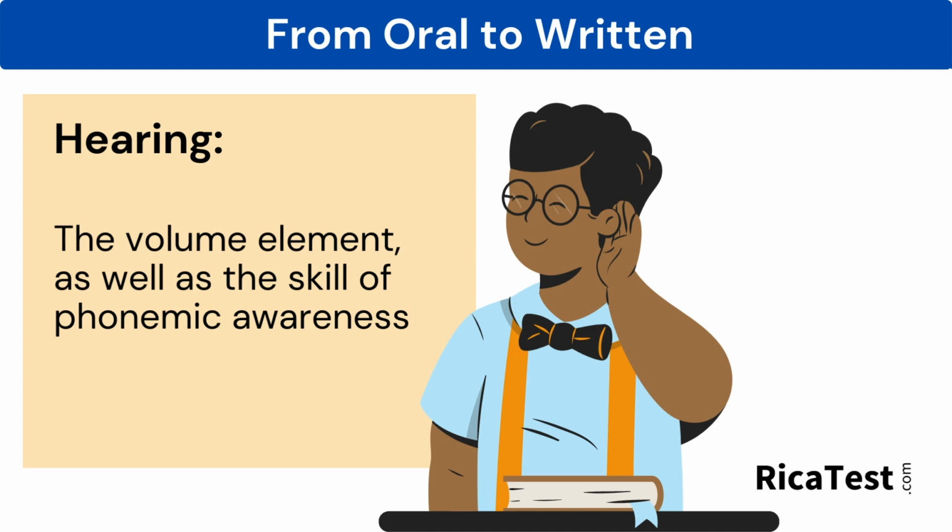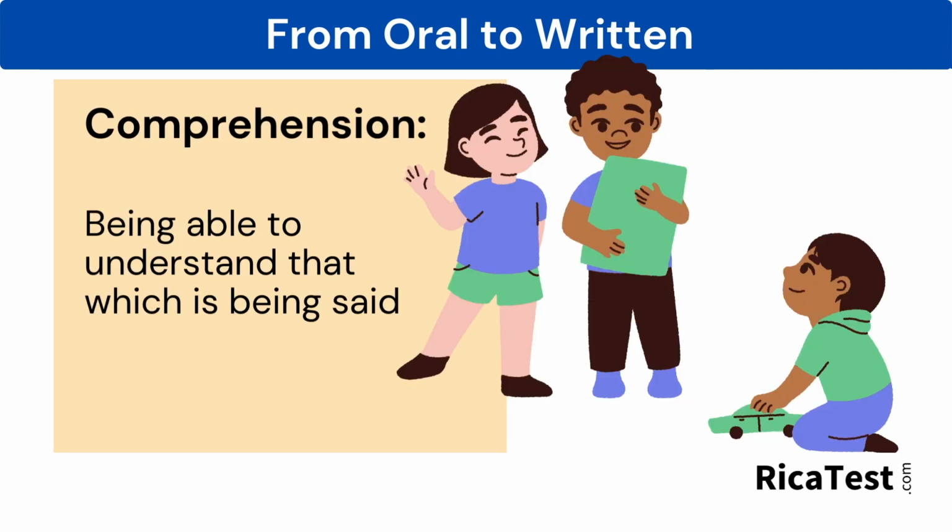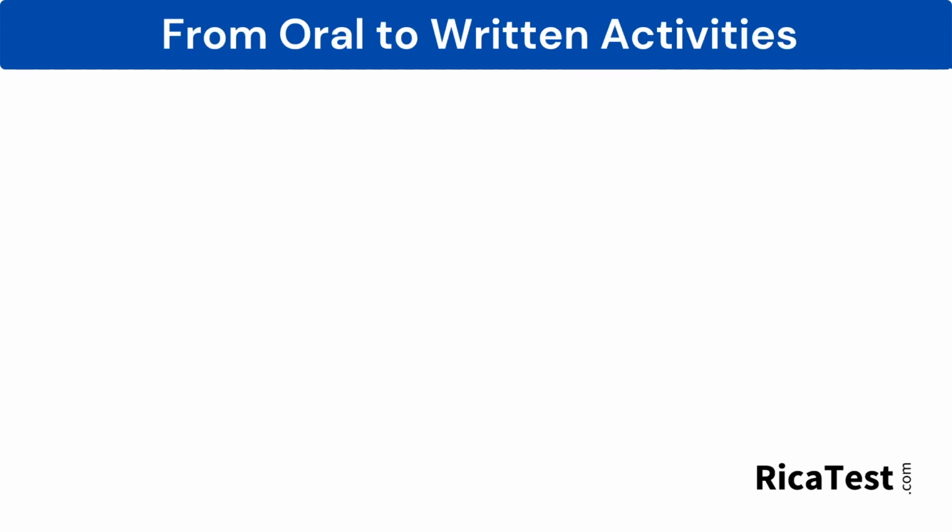Effective listening is made up of three parts. First is hearing. This is the volume element, as well as the skill of phonemic awareness. Second is attention. This is the ability to focus on one particular thing while blocking other stimuli. And third is the actual comprehension. This is being able to understand that which was read. You need all three of these in order to process from oral language to written language.